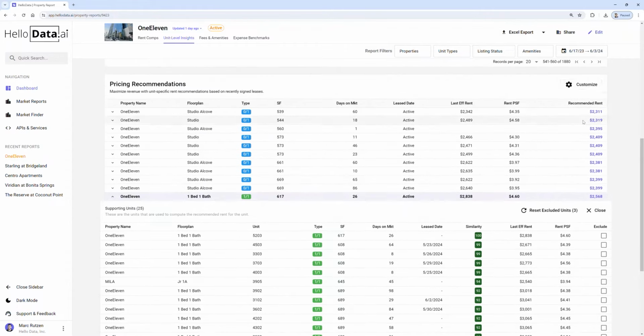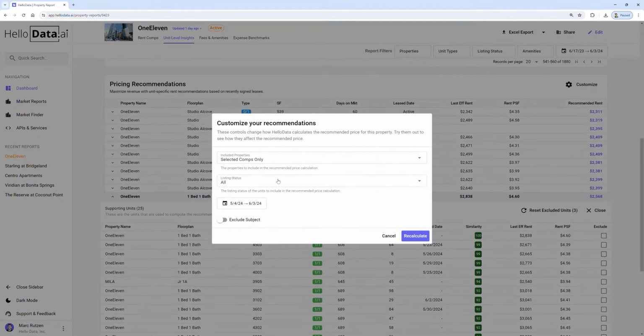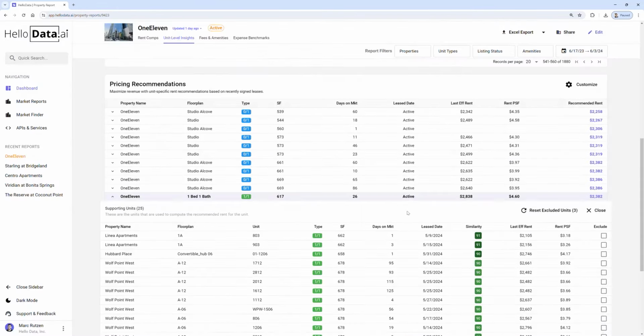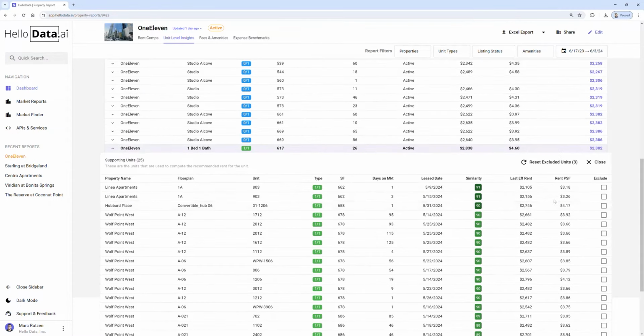Likewise, you have control up top where, say, you want to expand it, or you want to constrain it, I should say, to only what has closed, to get a little bit more conservative, or exclude the subject altogether. If I do these things, I can recalculate, and then we're going to deliver a new price recommendation, which in this case is more conservative because we're only looking at what has closed and not what is actively listed. So it's a really good way to see how these units should perform, and you have some control over it. It's a purely market-driven pricing recommendation using a floor plan comps-based approach.